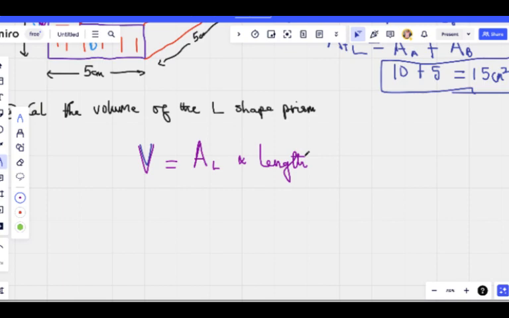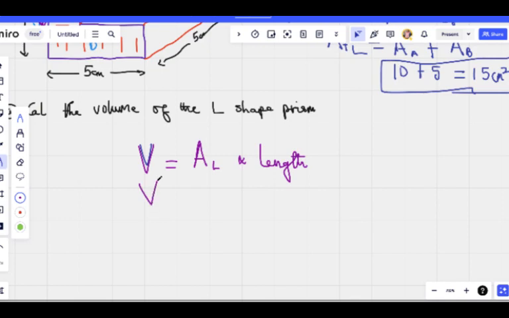Any type of prism, just find the base area and then multiply by the length or multiply by the height, as the case may be. Any type of prism, this is how to calculate the volume of prism. First of all, identify the cross-section. If the prism is a circular prism, calculate the area of the circle and then multiply by the height or the length, depends. Okay? So that's it, you get the volume.